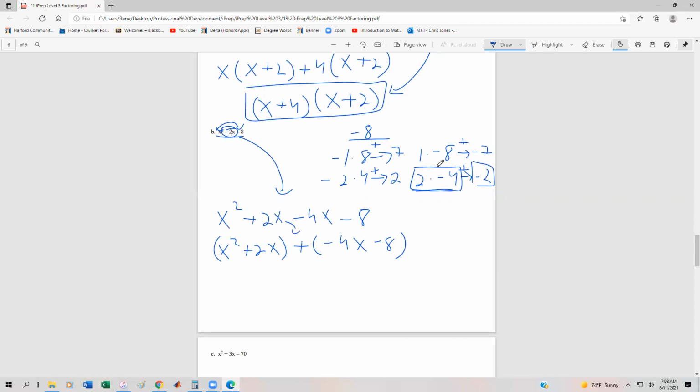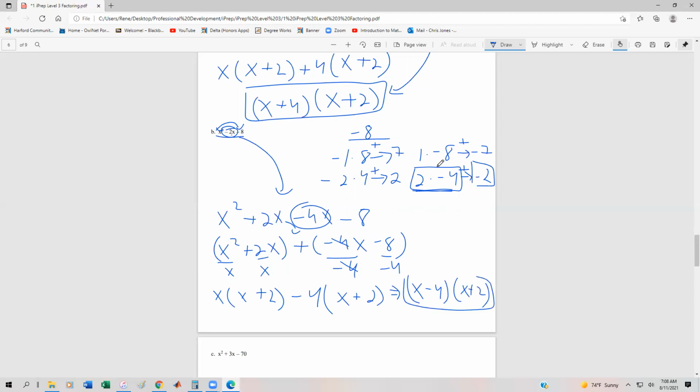So what I did was I just threw a plus sign in there. And remember the trick with the middle term: if the third term's negative, what you want to do is factor out a negative GCF. So this would be a negative 4 and negative 4. And so we're going to wind up with x plus 2, and then negative 4 times x, negative 8 divided by negative 4 is going to be plus 2. And so that leaves us with the answer of x minus 4 times x plus 2. And that's our final answer for this.